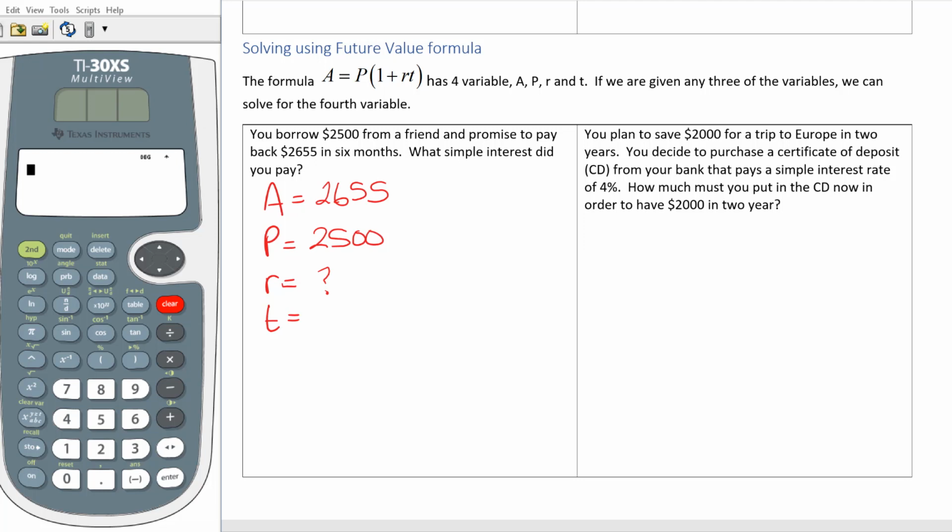And then T is for time. Well, it says in 6 months. So 6 months, and I take that over 12 months because there's 12 months in a year, and time has to be given in years. So 6 over 12 reduces to 1/2, so 1/2 of a year. And now I'm going to plug all my values in my formula. A equals P parentheses 1 plus RT.